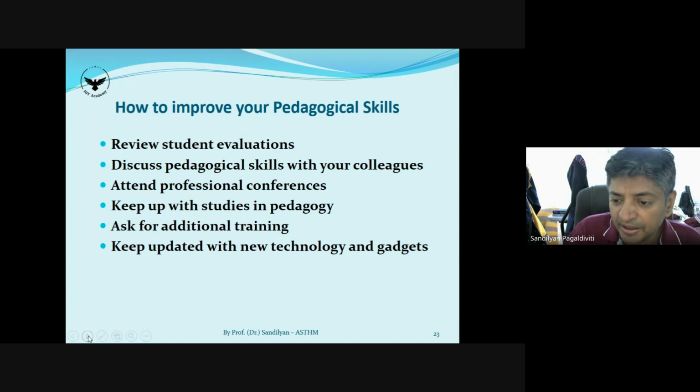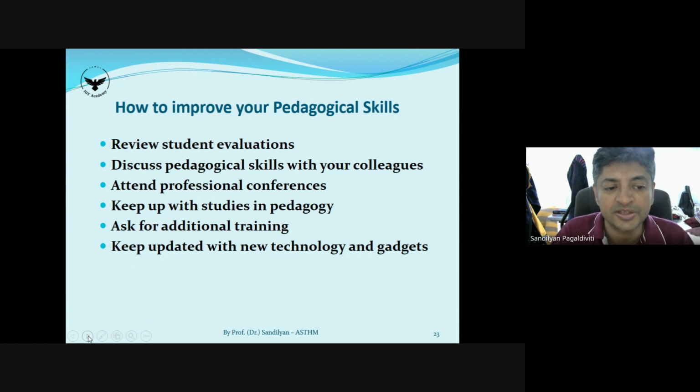Ask for additional training. Ask in your institute or organization or university to provide you with training. There is a lot of knowledge available for taking a session one on one, which is more of a practical session, or one on many, which is more of a theoretical session. So, what is the process? Why is it scientifically relevant? And what is the best way to teach? Keep updated with new technology and gadgets. Don't treat them as your enemy. Try to be friendly with gadgets. Next.